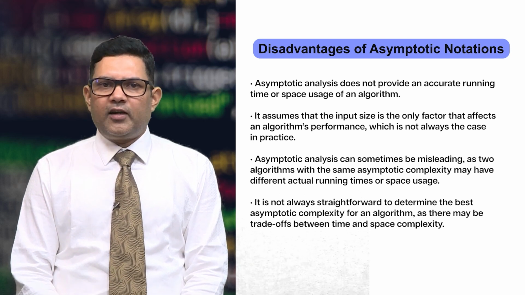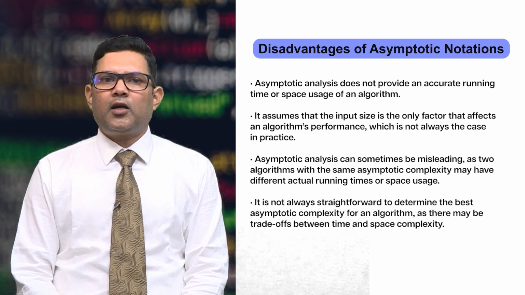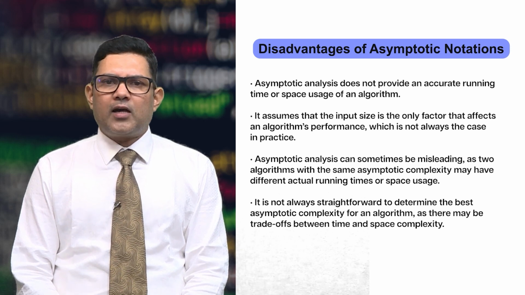And the last disadvantage is that it is not always straightforward to determine the best asymptotic complexity for an algorithm, as there may be a trade-off between time and space complexity.